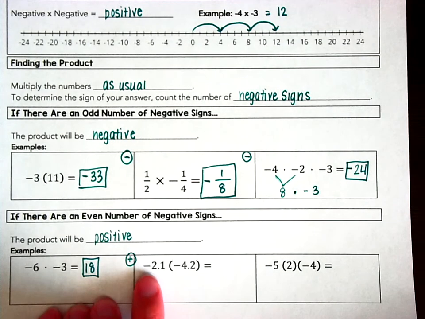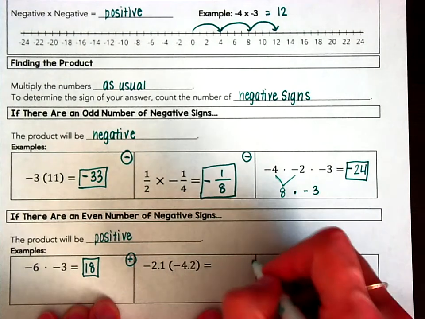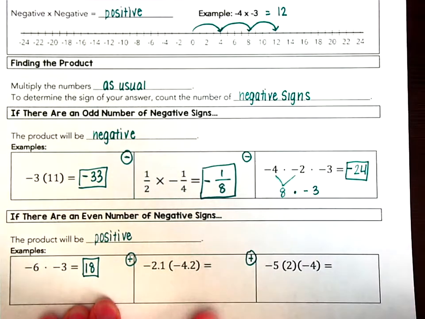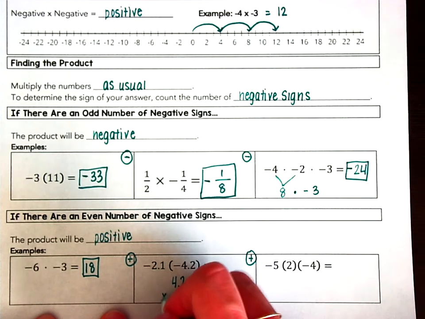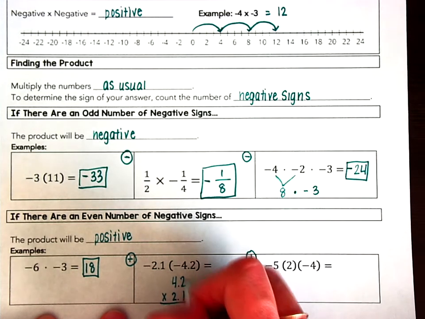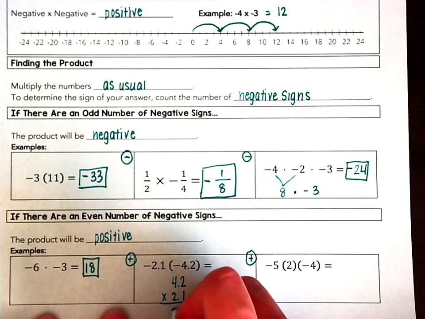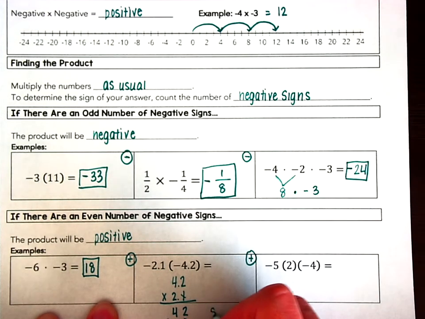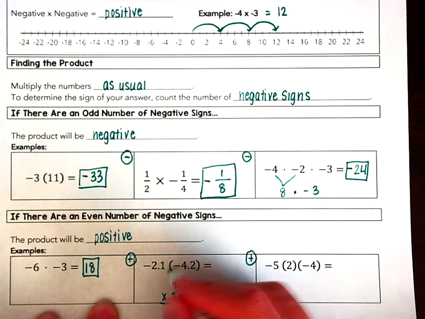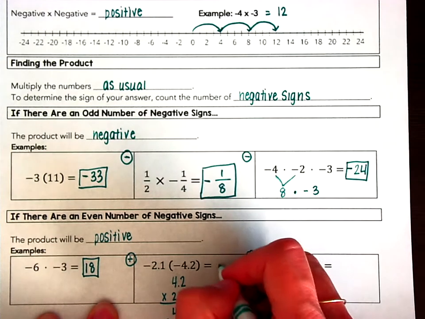Next example, again, I have a negative times a negative, so I know my answer is going to be positive. And I can go ahead and multiply these numbers as usual. Okay, 2 times 1 is 2. 4 times 1 is 4. Carry that 0. 2 times 2 is 4. 4 times 2 is 8. And I end up with 882. And it's going to be positive 8.82.